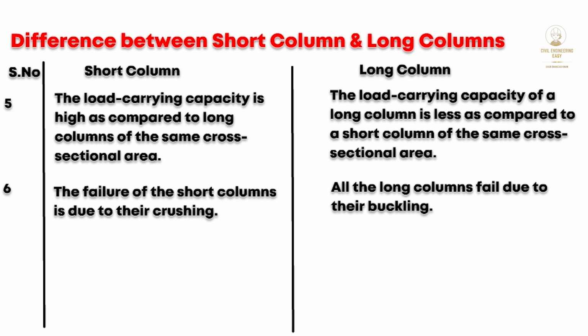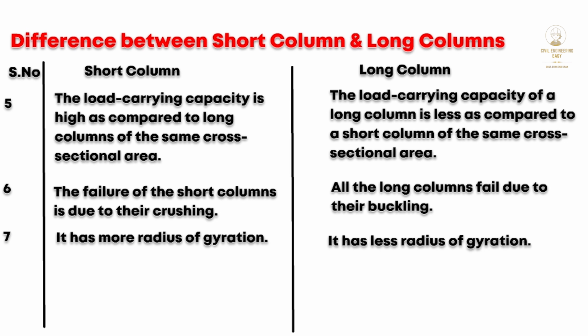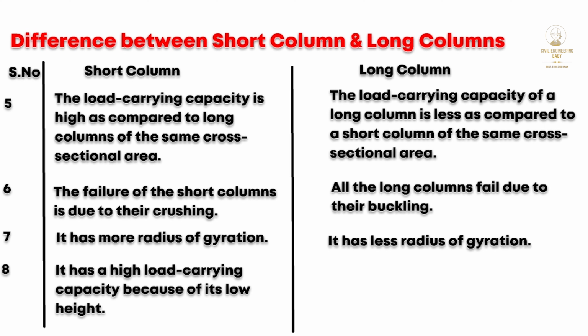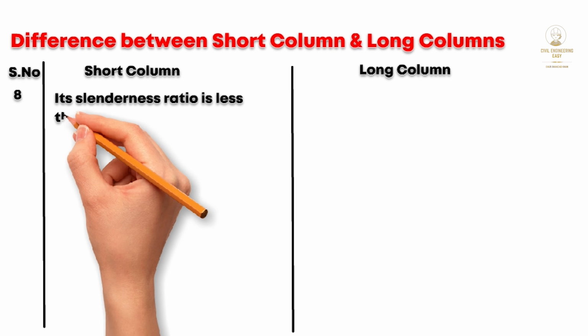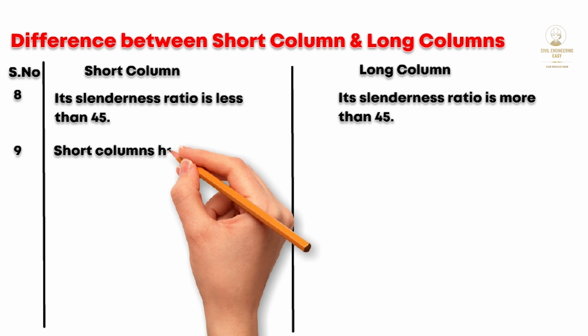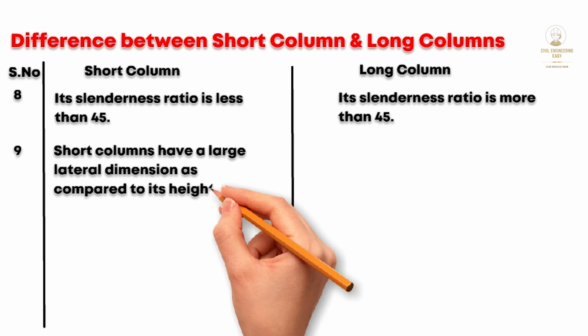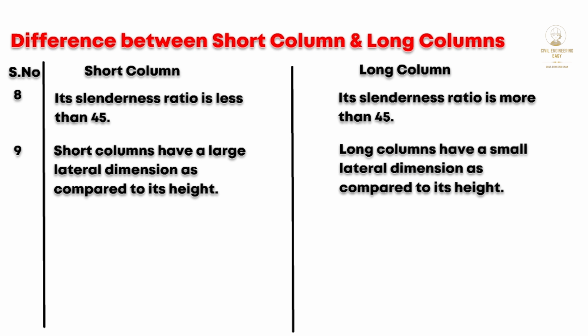The failure of the short columns is due to their crushing, while all the long columns fail due to their buckling. The short column has more radius of gyration, while long column has less radius of gyration. The short column has a high load carrying capacity because of its low height, while long column has less. The short column slenderness ratio is less than 45, while the long column has its slenderness ratio more than 45. Short columns have a large lateral dimension as compared to its height, while long columns have a small lateral dimension as compared to its height.